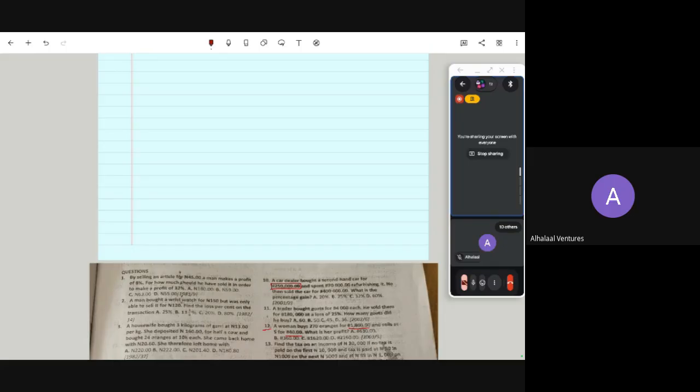Bought 270 oranges, so the cost price is 1,800 naira, and he sells at 5 for 40 naira. So the first thing you want to do is: how many groups of 5 are in 270? So just do 270 divided by 5. Whatever you get, multiply it by 40. That's what you want to do.